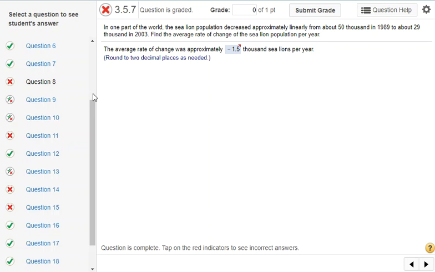This is quiz number 2, the most recent attempt, and we're just going to look through a couple of your questions here and see if we can figure out what needs to change for the next one. So question number 8 is about the average rate of change, or slope, in the sea lion population, and it says that it decreased approximately linearly from about 50,000 in 1989 to about 29,000 in 2003.